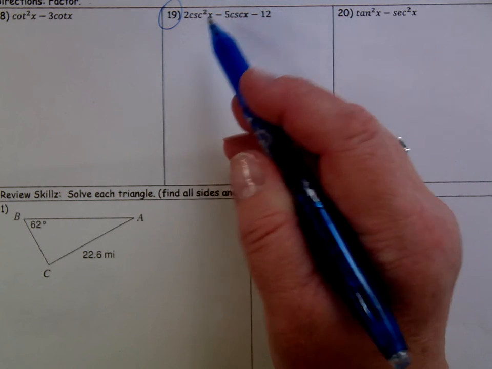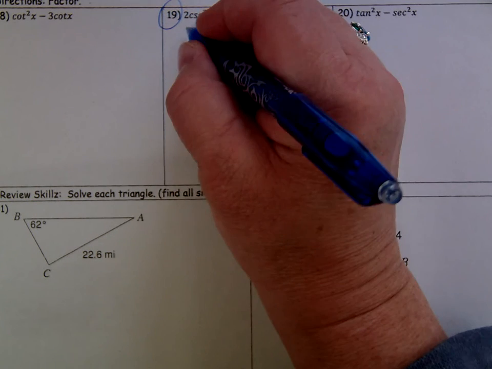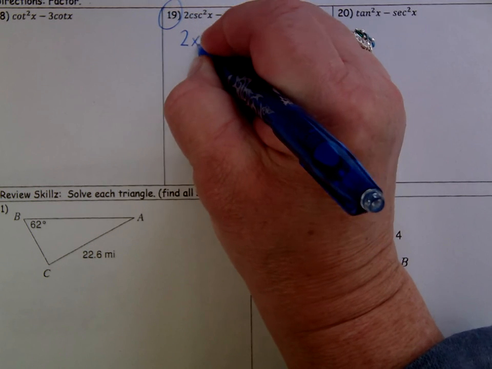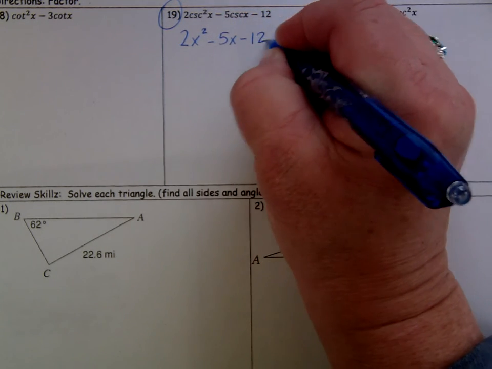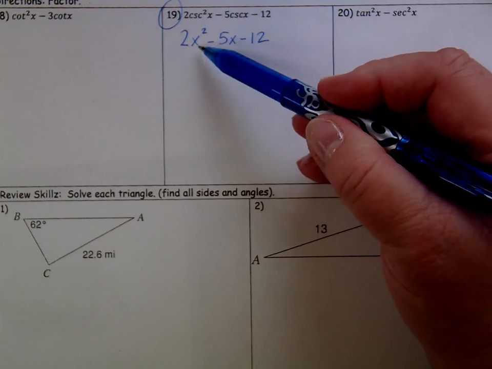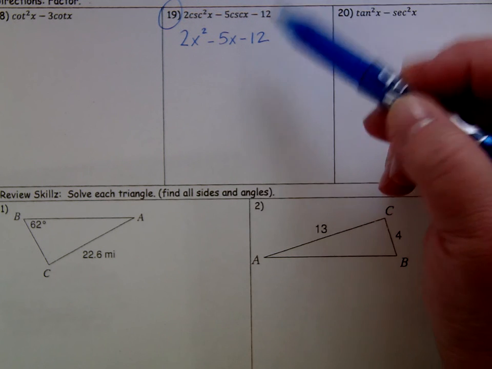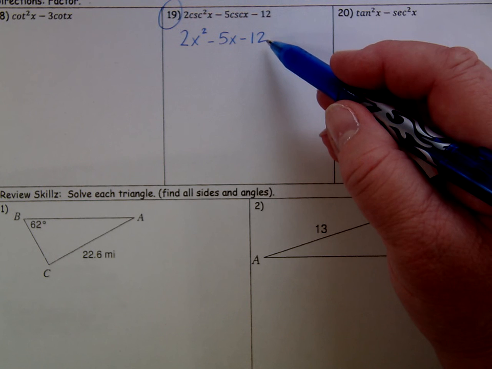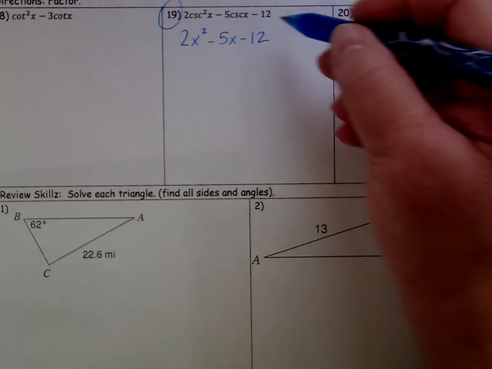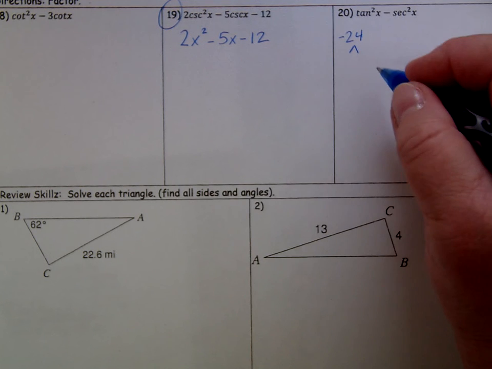So all I'm going to do is I'm going to pretend that cosecant is really just an x. So I'm going to pretend that this is 2x squared minus 5x minus 12. 2 cosecant squared x minus 5 cosecant x minus 12. And the reason I do this is because we know how to factor that very easily. Back in the day, it's the AC method, right? So I've got 2 times negative 12 is negative 24. The factors of negative 24 that add up to be a negative 5.